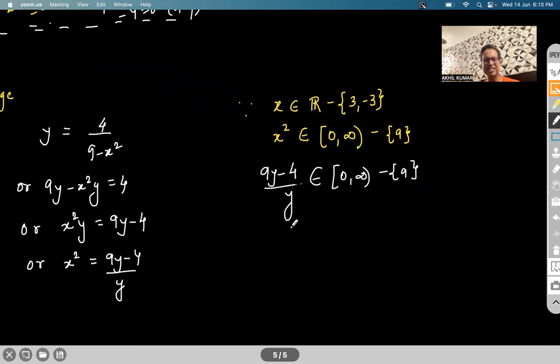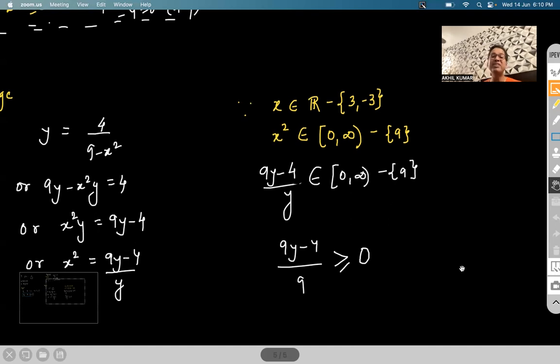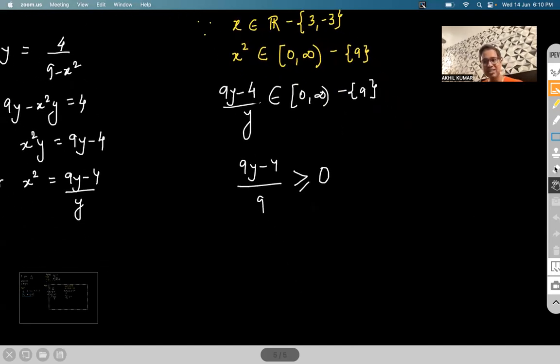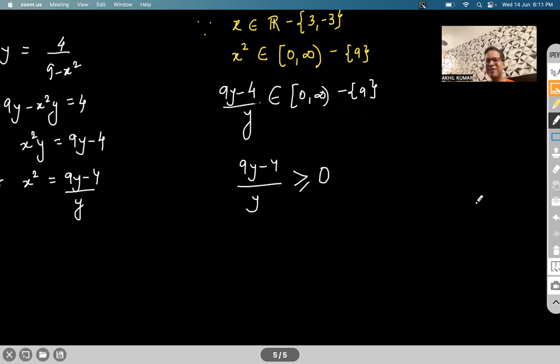Rather than taking a chance. Now see, that means I only have to ensure that this is between 0 to infinity, including 0. That means this should be greater than or equal to 0. In short, I am now solving a wavy curve sign scheme question. Sir, it's 9y minus 4 by 9y, right? Sorry. Sir, by y, right? Sorry. Slip of pen. Okay. Is it okay? Any questions?